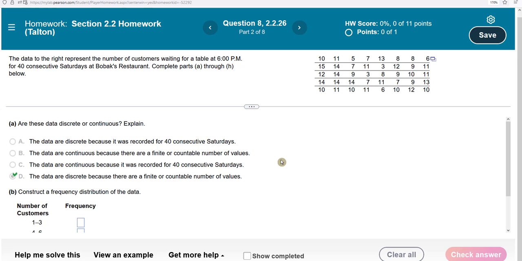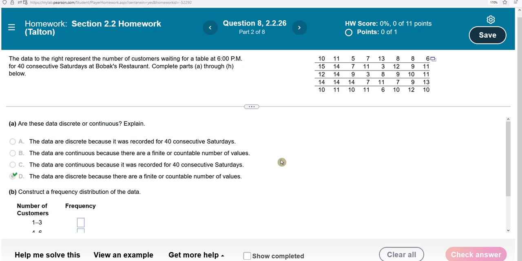Hello, I am doing a video that will help you with one of the homework problems in chapter 2 of your homework for this week. So the data to the right represents the number of customers waiting for a table at 6 p.m. for 40 consecutive Saturdays at Bobak's restaurant. I'm going to complete parts A and B and probably C.